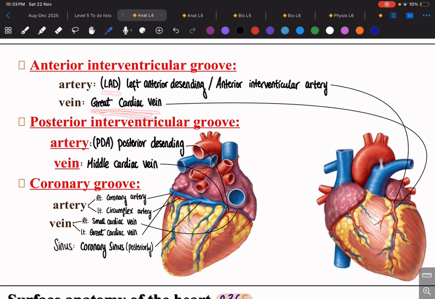Okay, then we have the posterior interventricular groove. We said that with the posterior interventricular groove, the artery is definitely the posterior interventricular artery, or the posterior descending artery, PDA. So PDA goes with what? It goes with the middle cardiac vein. PDA with the middle cardiac vein.